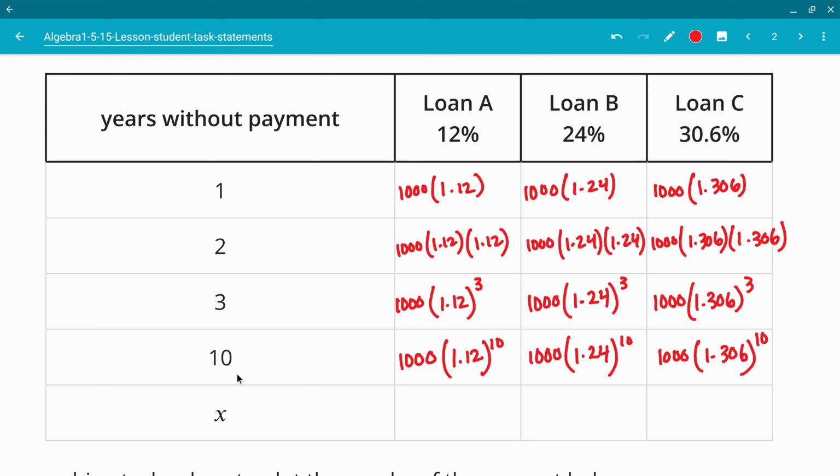And now if we don't know how many specific years we're going to go without repayment, and we just want to represent it generally, instead of the 10 or the 3, we can just put the letter X. So it's still going to be the same interest rate, and we just put the X. And that means we don't know what number we want it to be yet, so we're just going to call it X for now. 1.306 to the X power. All right.